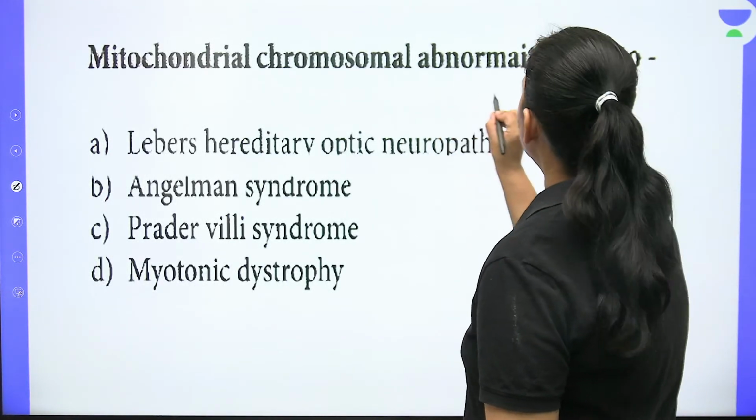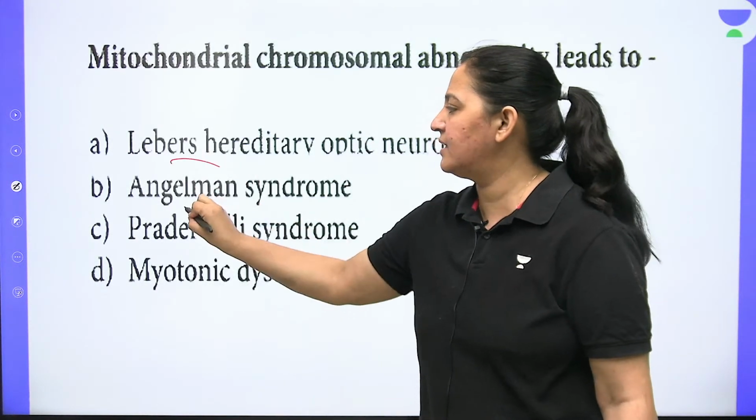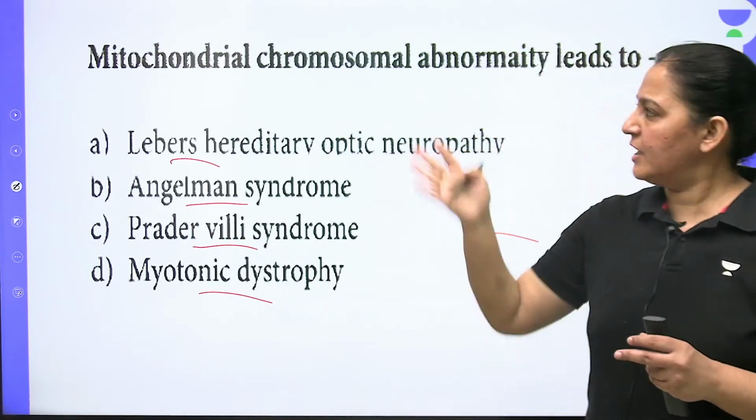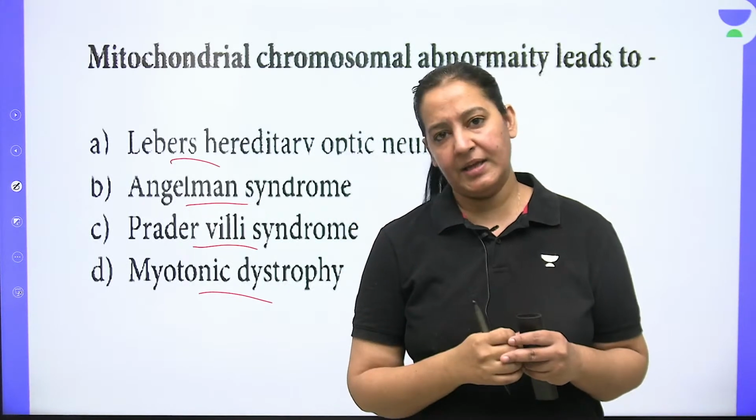The next question is in front of you. Mitochondrial chromosomal abnormality leads to. The four options are in front of you. Is it Leber? Is it Angelman? Is it Prader-Willi? Is it myotonic dystrophy? So who will tell me? Apply the mnemonic for mitochondrial inheritance. The mnemonic is KLMNOP. So apply the mnemonic.